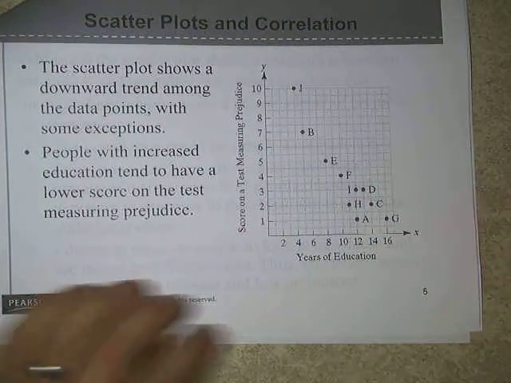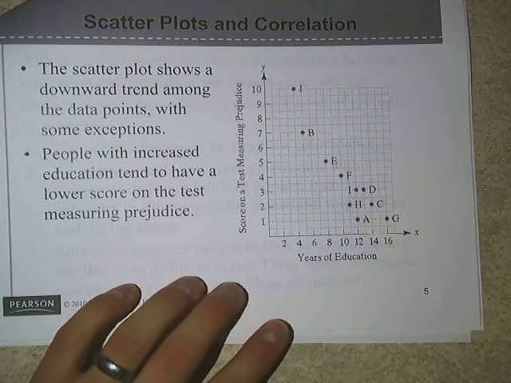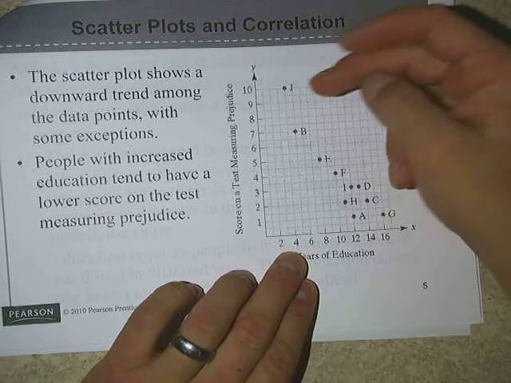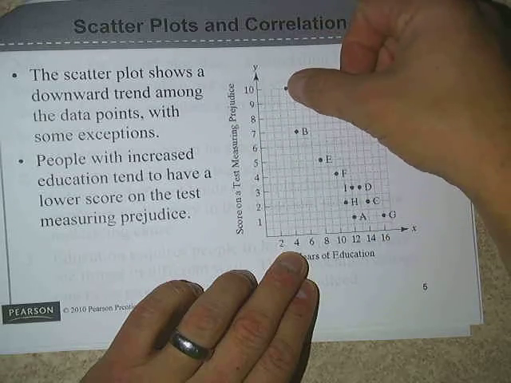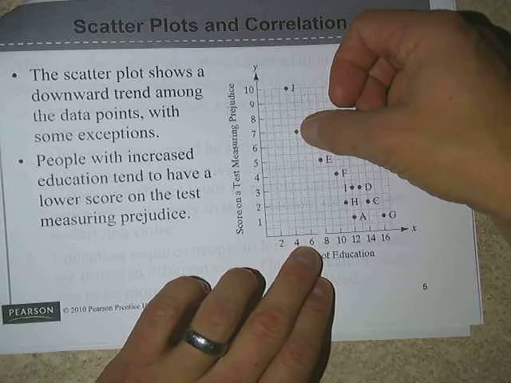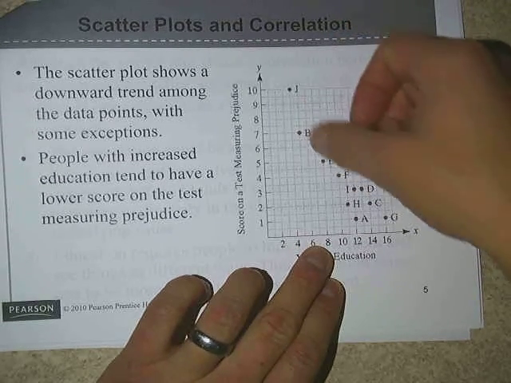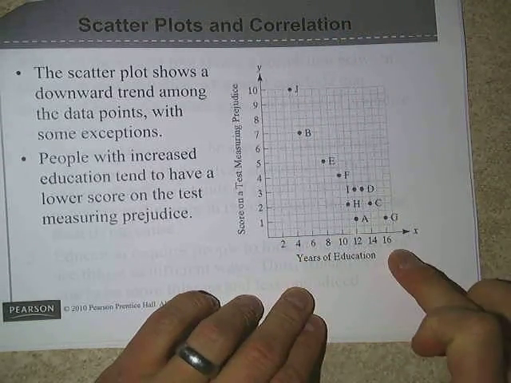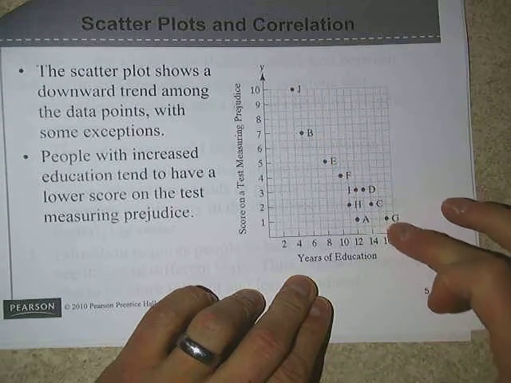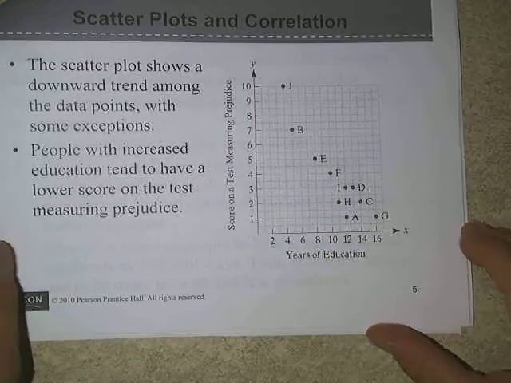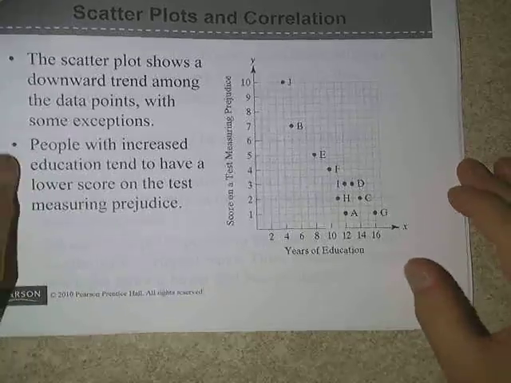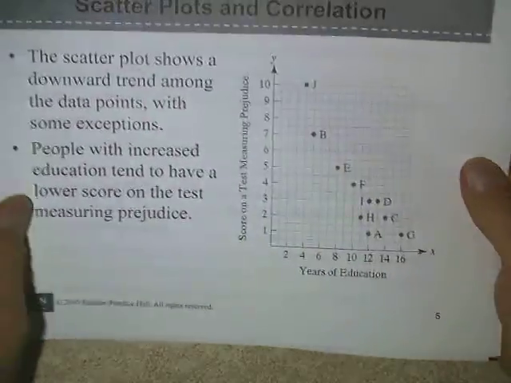There's one given here. The scatter plot shows a downward trend among the data points with some exceptions. If we were to plot these points, it looks like we go from 4 years of education to a score on a test measuring prejudice. We have 10 here. We have 5 years of education. We have 7. There seems to be a relationship here with the number of years of education going up, that the score on the test measuring prejudice goes down. So the trend here is that people with increased education tend to have a lower score on this test measuring prejudice.